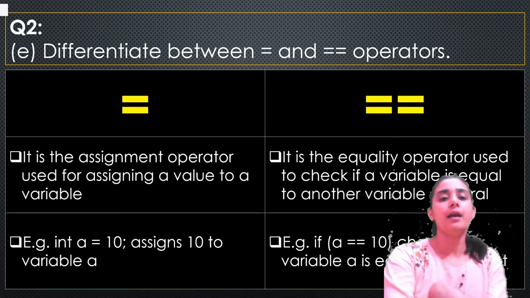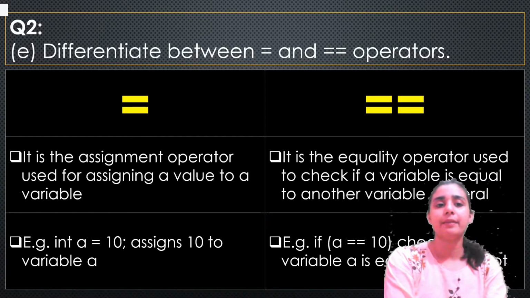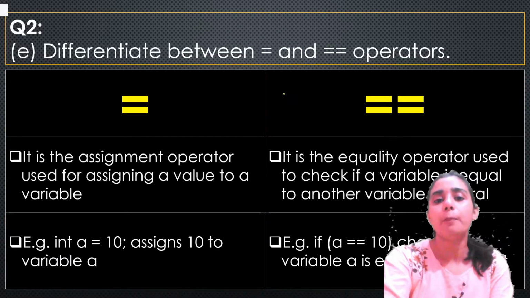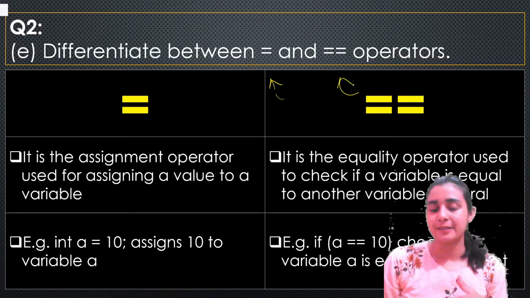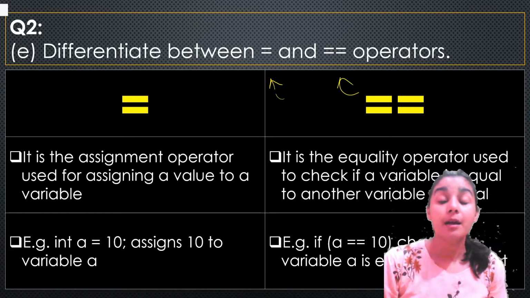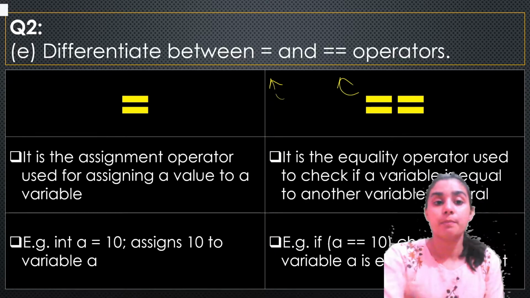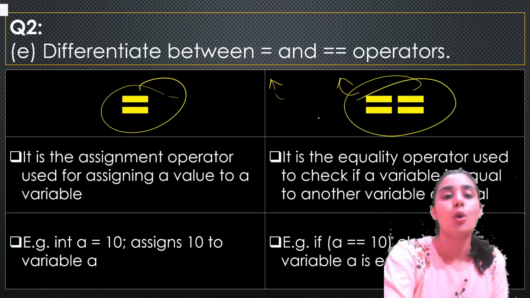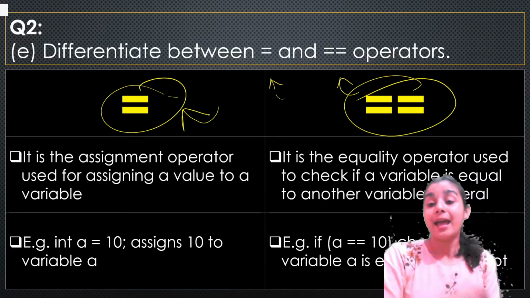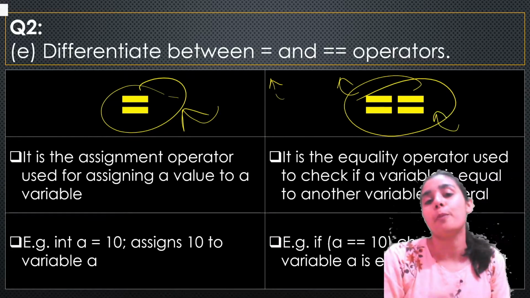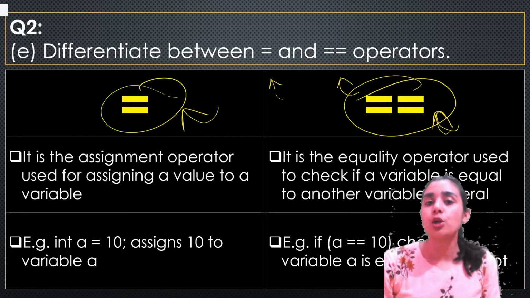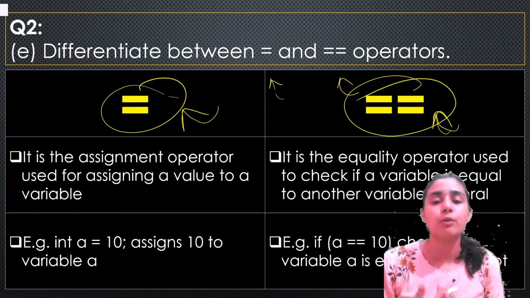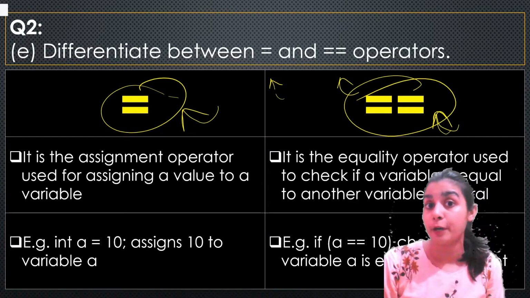That is again a very important question: differentiate between the operator equals to and this. Actually both are operators, this is the similarity between them. But there is a difference between both. This is an assignment operator and this is the relational operator. We are using it for comparison, so we can say that this is the comparison operator also.